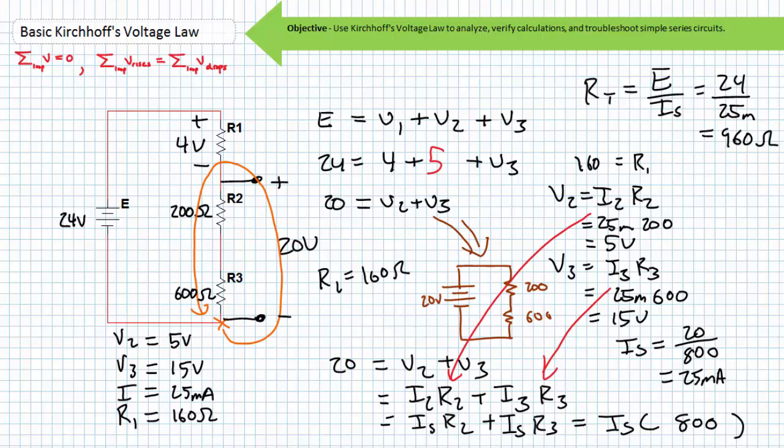we again find R1 to be 160 ohms. We can finally perform a sanity check of our results using KVL, where our voltage rise is dissipated by the sum of drops. E equals V1 plus V2 plus V3. Does 24 equal 4 plus 5 plus 15? Yes, indeed it does, and we can be reasonably certain we've obtained the correct results.